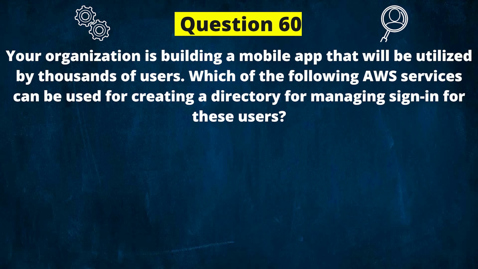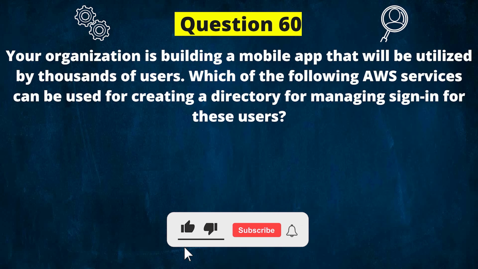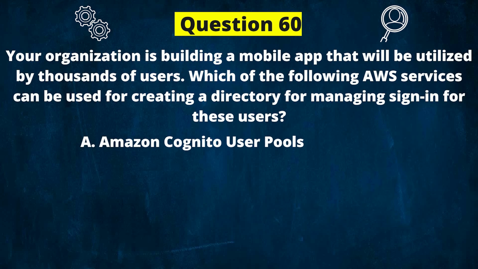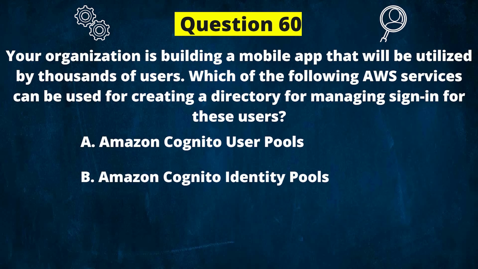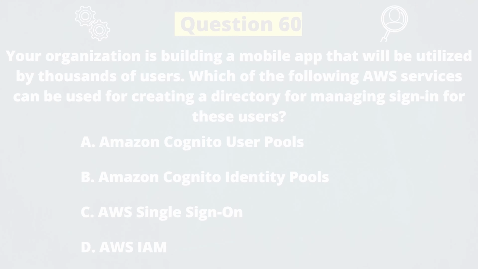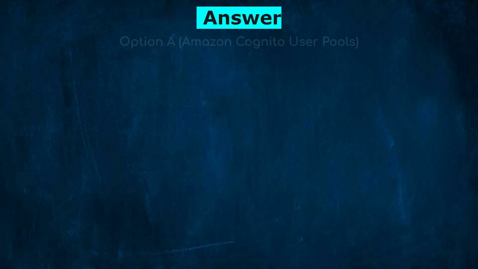Next question. Your organization is building a mobile app that will be utilized by thousands of users. Which of the following AWS services can be used for creating a directory for managing sign-in for those users? And the options are A. Amazon Cognito User Pools, B. Amazon Cognito Identity Pools, C. AWS Single Sign-On, D. AWS IAM. And the correct answer is option A.